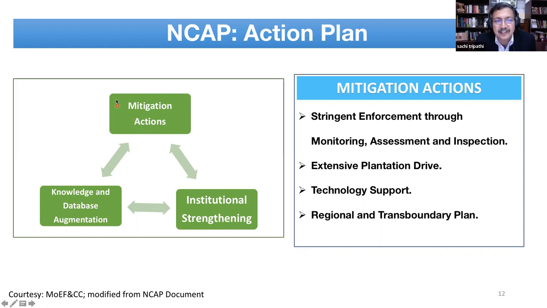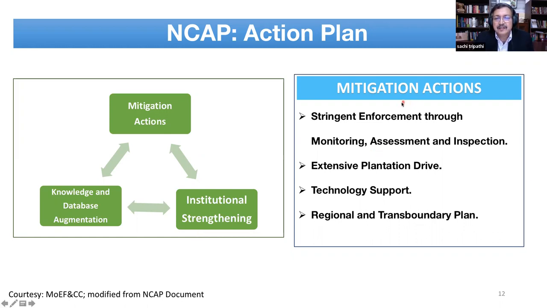All these three actually form the mitigation action. And the third is institutional strengthening. For example, the National Knowledge Network has been created, which is basically one kind of institution created by bringing together hundreds of India's technical institutions so that they can work with city officials and state boards for better implementation of the clean air program.